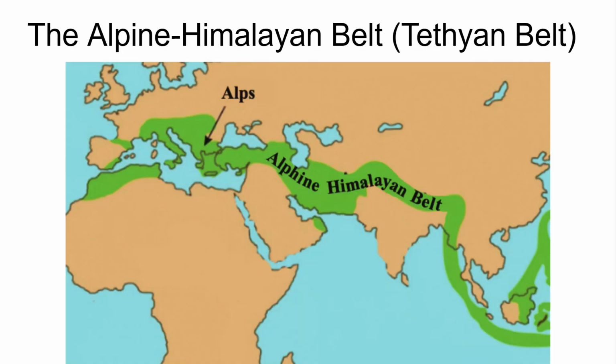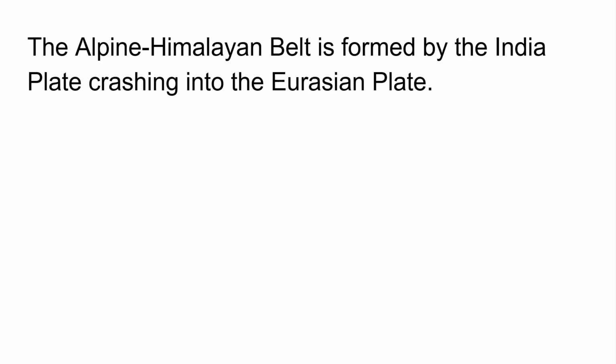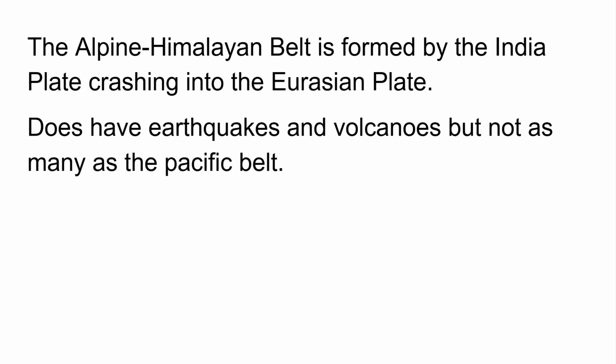And we also have the Alpine-Himalayan belt, also known sometimes as the Tethyan belt. I think that has to do with when Pangaea split apart, you had the Tethys Sea that formed in there that separated these areas of Europe and Africa, and so that's why they call that belt that sometimes. This is caused by the India plate crashing into the Eurasian plate.